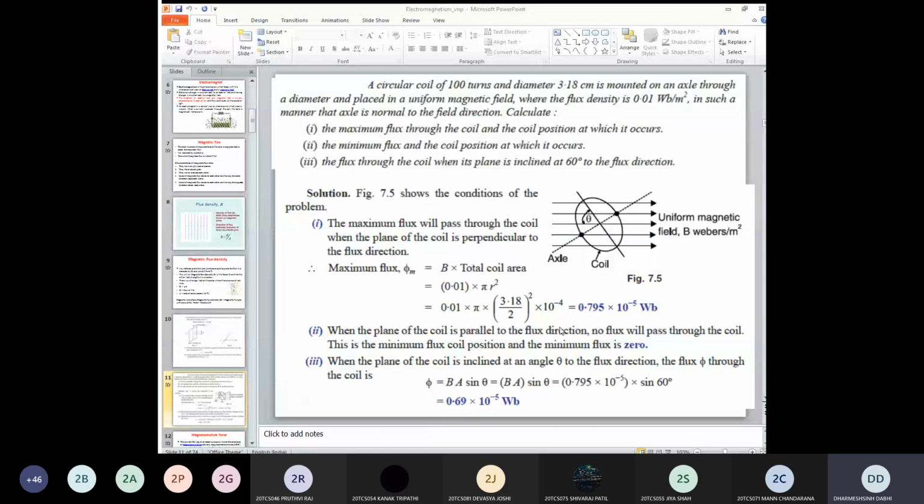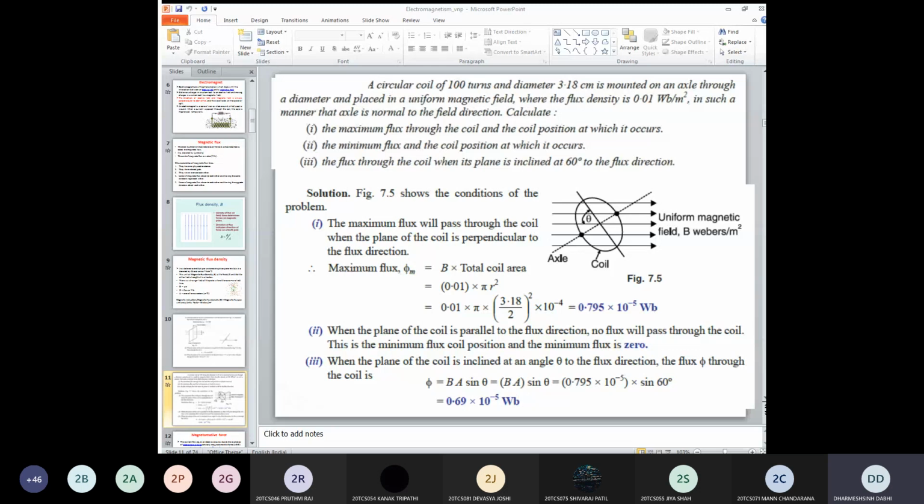BA you already calculated, 0.795 into 10 raised to minus 5 Weber. Multiply with sine 60. Sine 60 is root 3 by 2. So you get the answer 0.69 into 10 raised to minus 5 Weber. So you can see that this value of flux is less than the maximum flux. So keep in mind that maximum flux passes through the coil when the coil or plane is perpendicular to the direction of the flux lines.